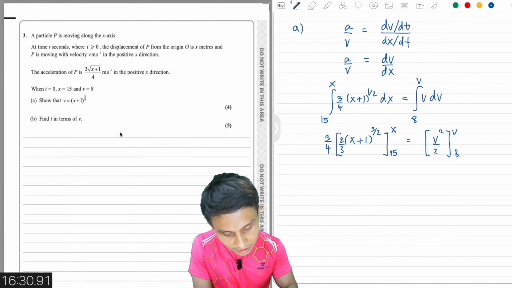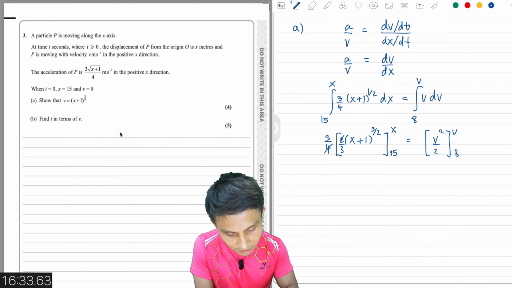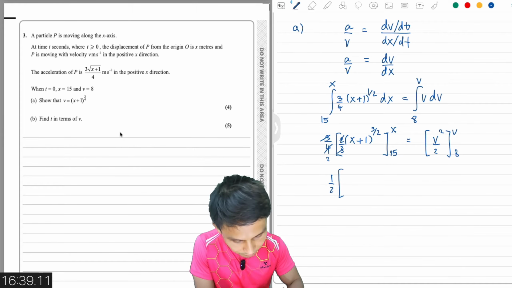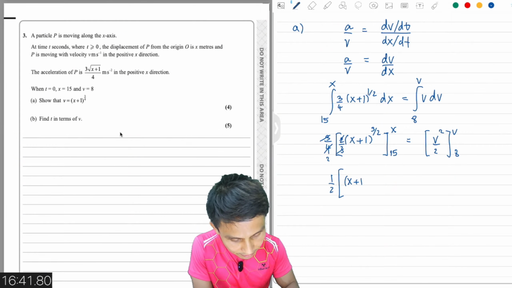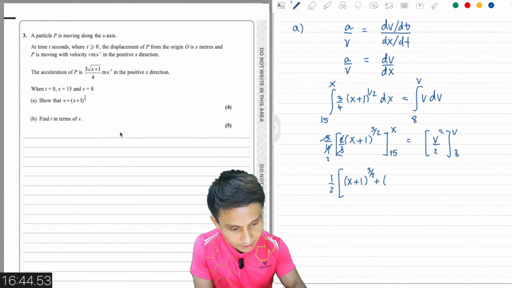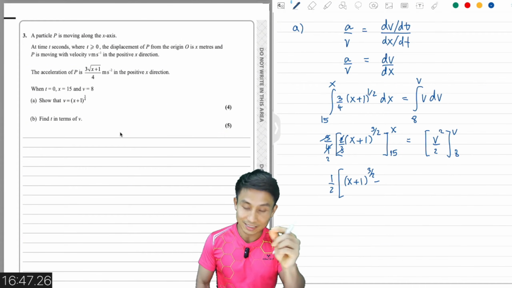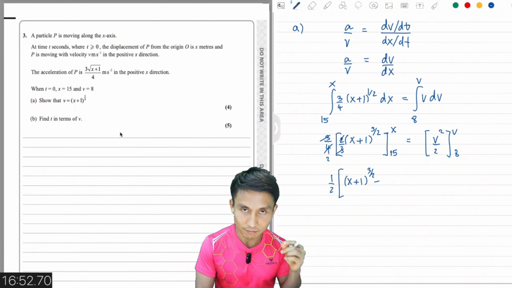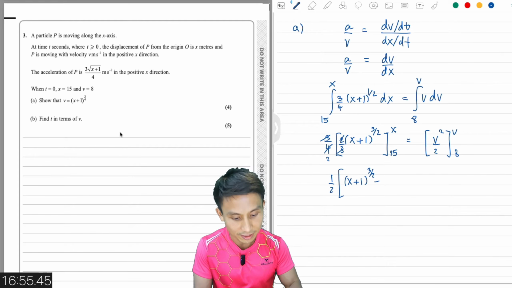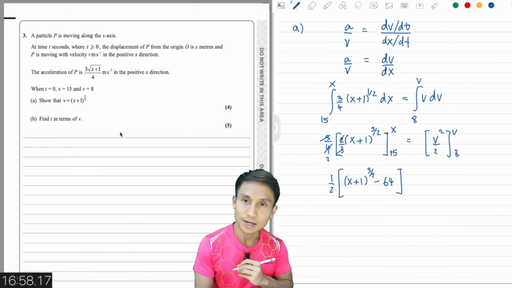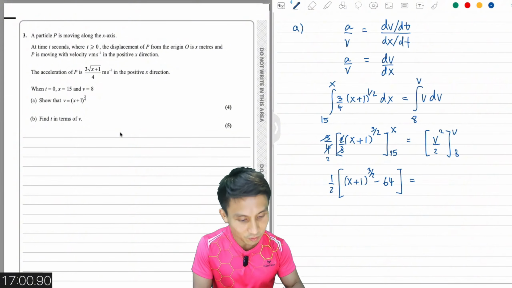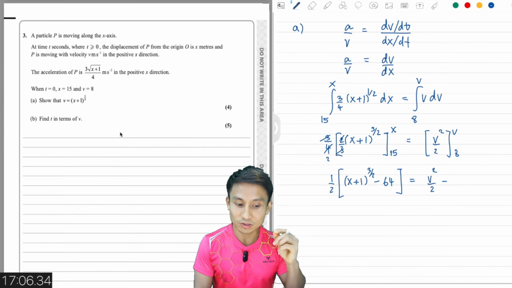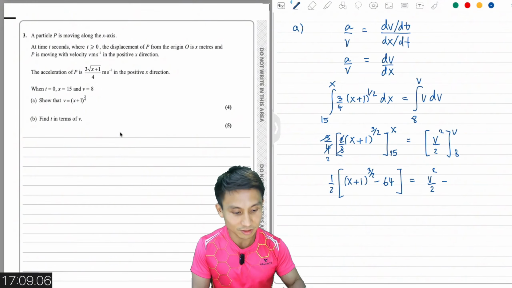If I bring 2 over 3 outside, right, it's going to cancel, right? So it's going to be 2 here and 3 here, so that's 1/2. And then sub in here, subbing x in, we get that. Subbing 15 in, so that should be minus. Subbing 15 in, we get 16 in the brackets. 16 to the power of 1/2 first, we get 4, and then 4 to the power of 3 is 64, right? On the other side, we have v squared over 2 minus 8 squared is 64. 64 divided by 2 is just 32.